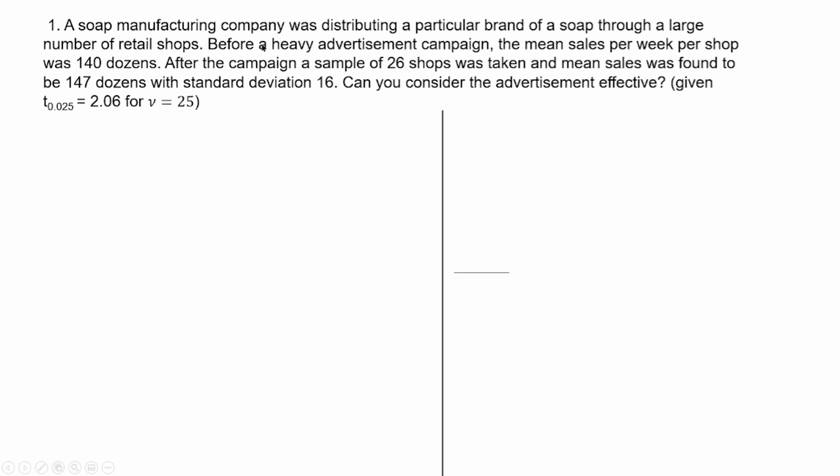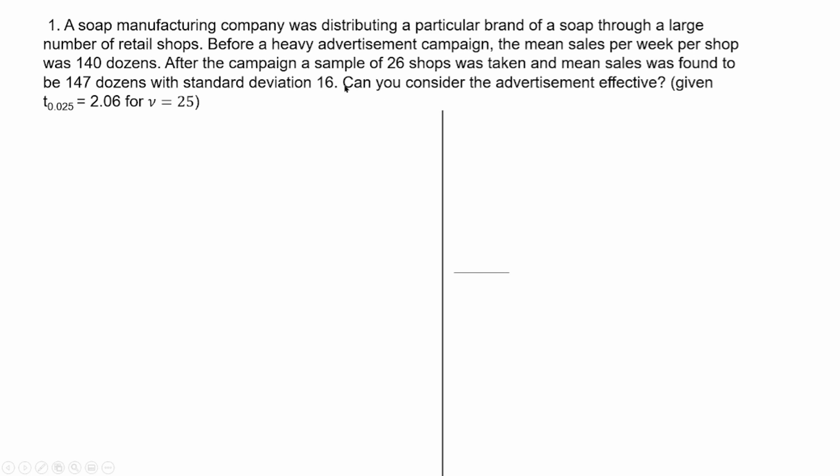A soap manufacturing company was distributing a particular brand of a soap through a large number of retail shops. Before a heavy advertisement campaign, the mean sales per week per shop was 140 dozens. After the campaign, a sample of 26 shops was taken and mean sales was found to be 147 dozens with standard deviation 16. Can you consider the advertisement effective?